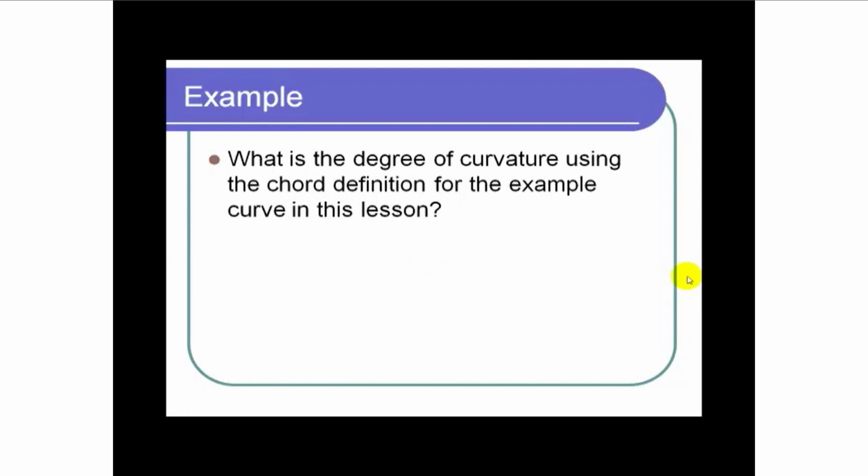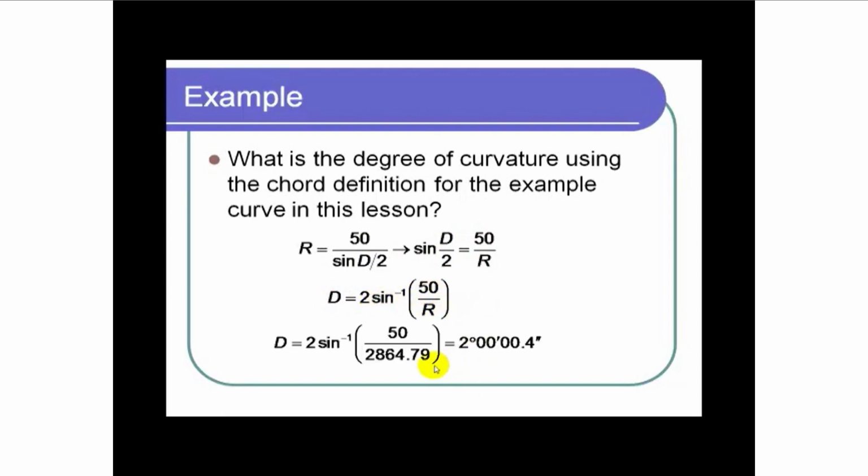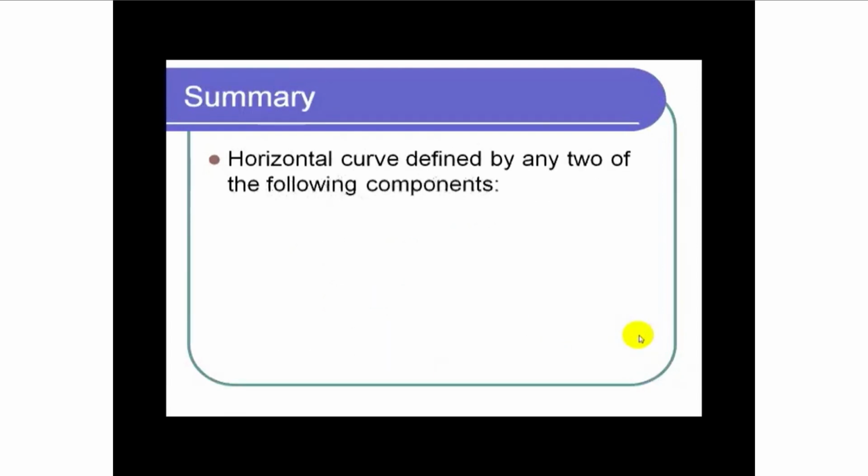For the chord definition, we take the equation we had before, r equals 50 divided by the sine of d over 2, solve it for the sine of d over 2, and then substitute in our r. When we do that, we get the degree of curvature equal to 2 times the sine inverse of 50 over r. Substituting in our r, we get that the degree of curvature is 2 degrees, 0 minutes, 0.4 seconds. So that is our chord definition degree of curvature, and that's how you get it.